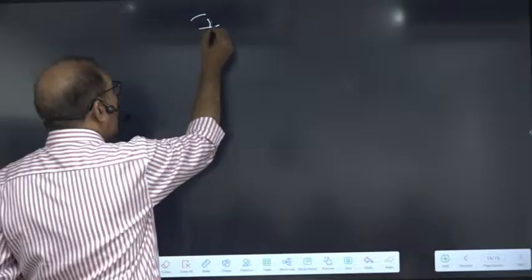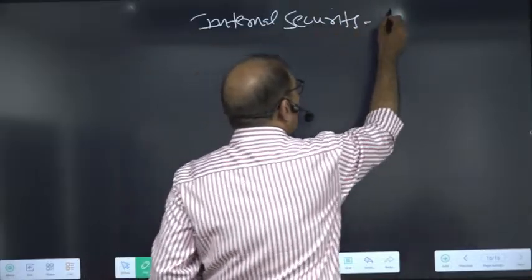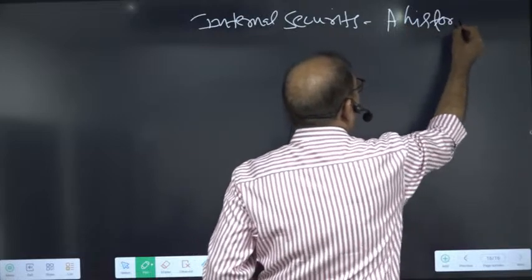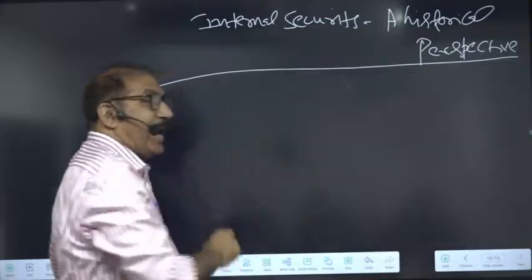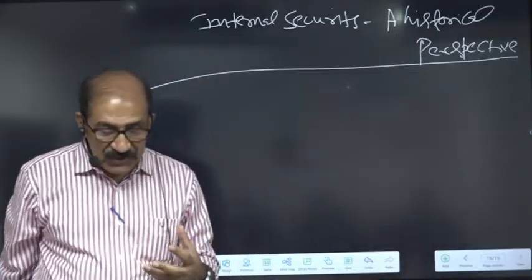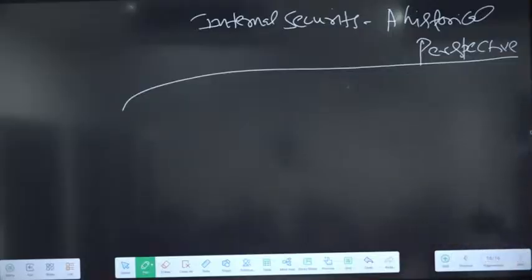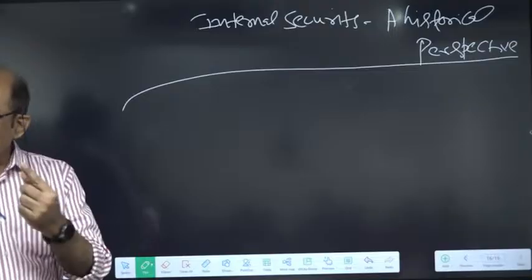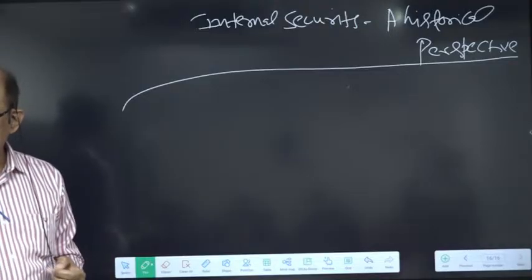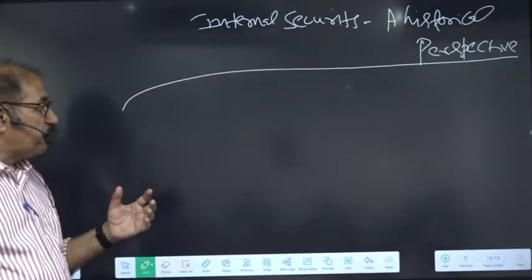Let us look into internal security, a historical perspective. After becoming independent, how we have faced the challenge. What is the first thing that you think we should put here when we discuss India's internal security problem in a historical perspective? What should be the first point here? From where did we start this problem?